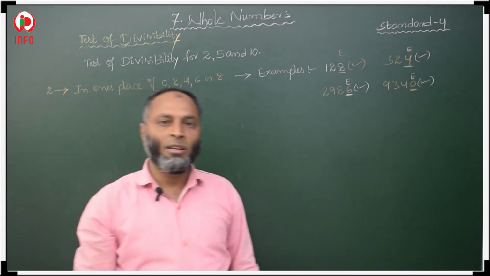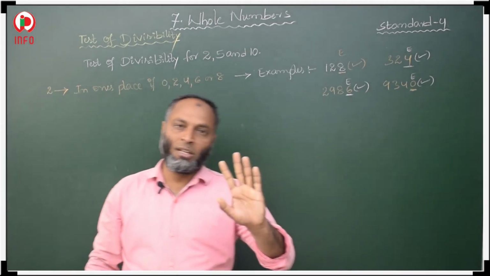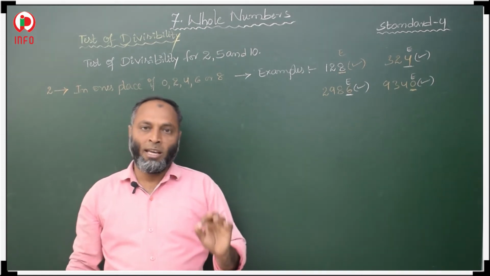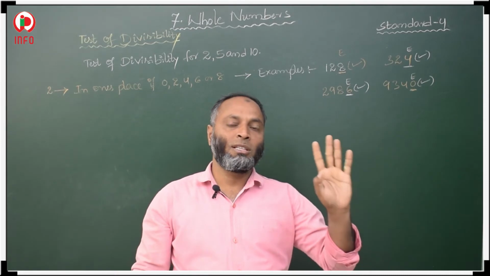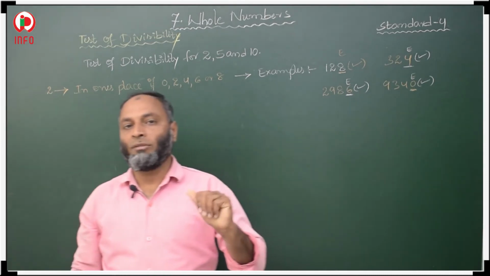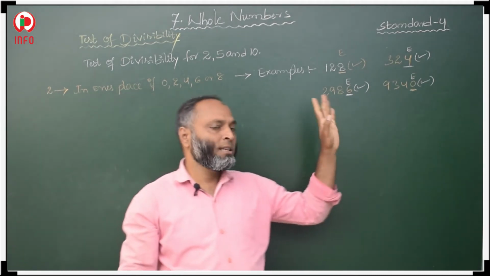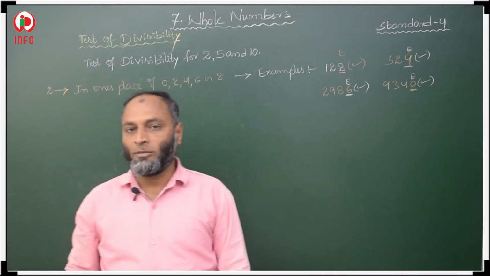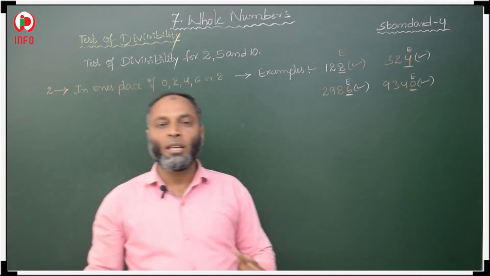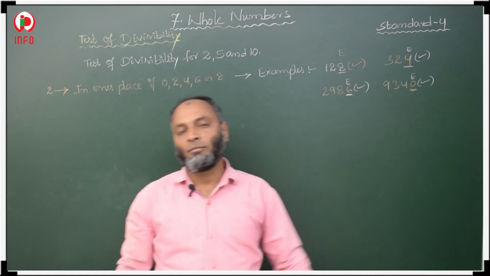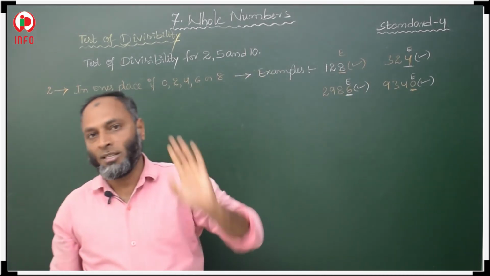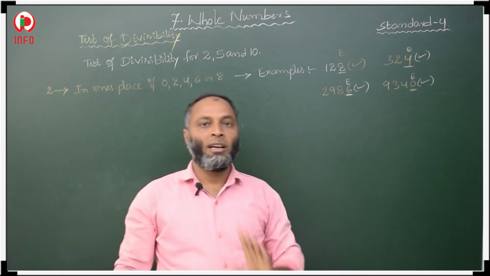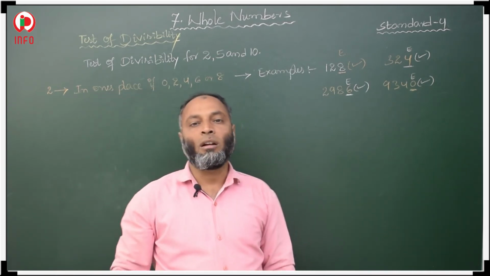So first we have to check what is there in ones place. If any of these digits, 0, 2, 4, 6, 8, is there in ones place, then that number is divisible by 2. It means that is an even number. Even numbers are divisible by 2. So there is no need to check all the digits, only the ones place. You have to check the ones place and say whether it is divisible by 2 or not.